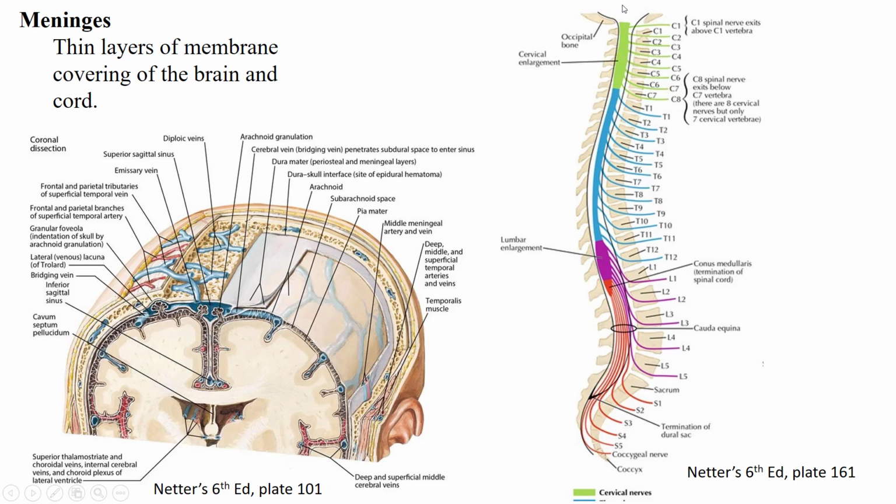Same thing here with the spine. You're not seeing all three layers, but you can see this thin black line here is the dural sac, and it goes all the way down the spine, all the way down to about S2. That's the termination of the dural sac. And we'll take a look at that on the next few pages.